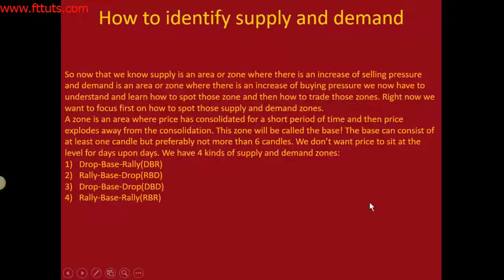All right, so how do we know supply is in it? So now that we know that supply is an area or zone where there is an increase of selling pressure and demand is an area or zone where there is an increase of buying pressure, we now have to understand and learn how to spot these zones and then how to trade these zones.